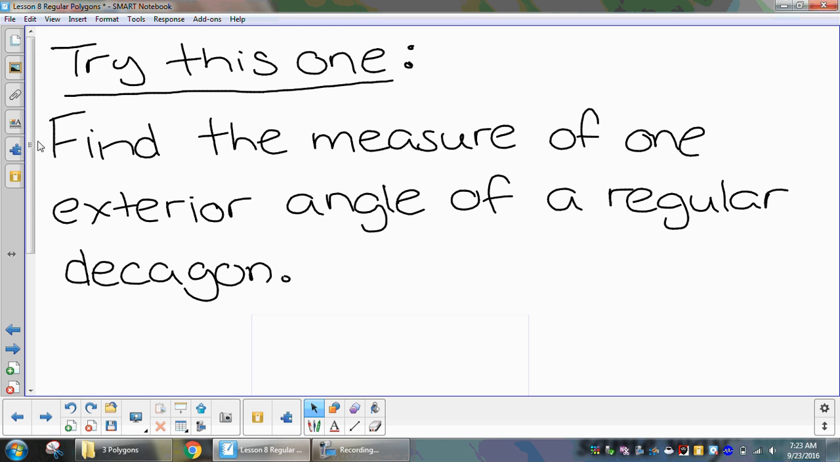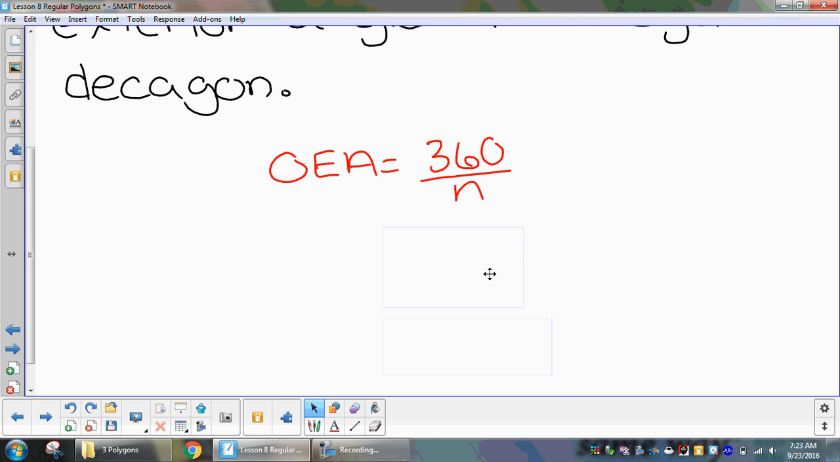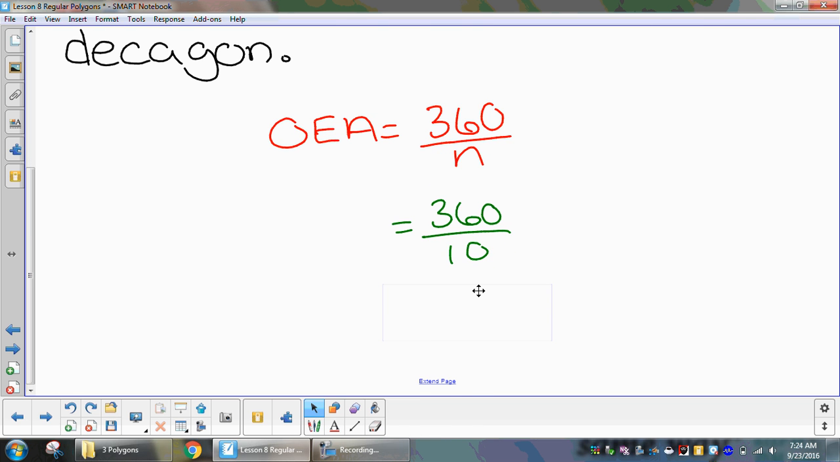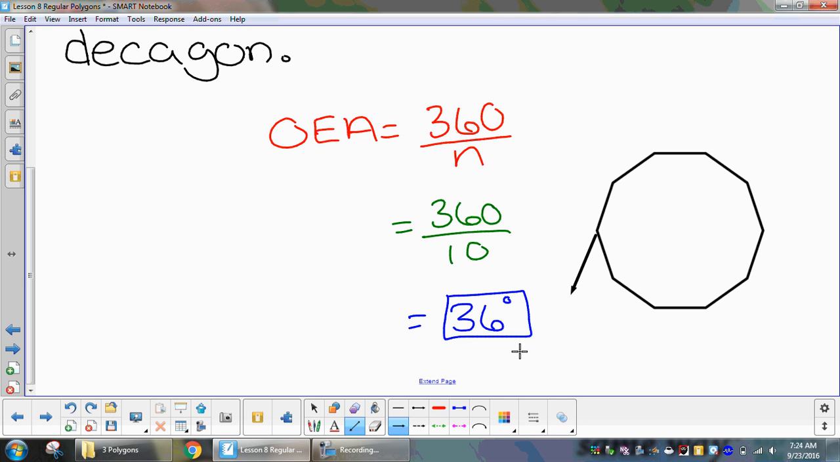So pause here and try this one. So again, we'll write the formula. We're going to plug in 10 because we're finding an exterior angle of a regular decagon, and we'll get that it is 36. And before, when we found the interior angle of a regular decagon, we found it to be 144, and that's because, again, they form a linear pair, so the interior and exterior angles are supplementary.